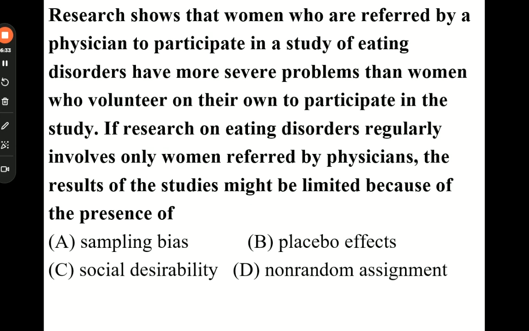All right, read that. The answer is sampling bias. You need to select your participants. You cannot get people to come to you. You have to go to them. Otherwise, you will get sampling bias.